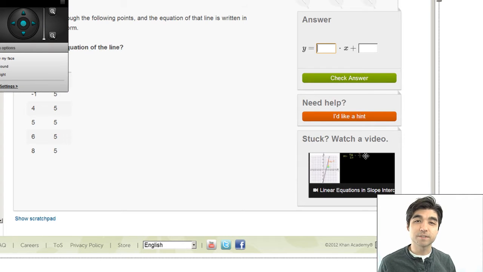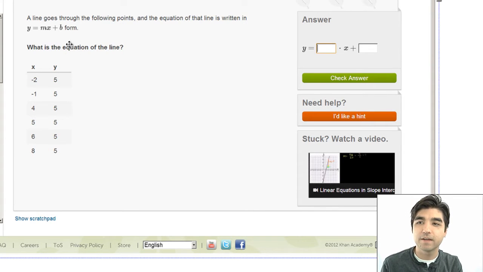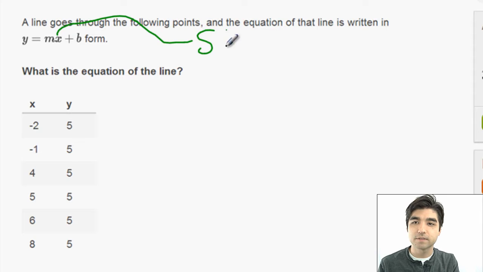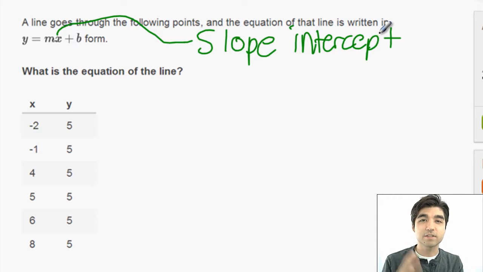Okay, so in this video we're going to take everything that we learned about finding a slope and finding the y-intercepts and use that to find an entire equation. So if we look at this problem here, they have y equals mx plus b form, which we know is the slope-intercept form. And they want us to find the slope-intercept form by using this table of values right here.